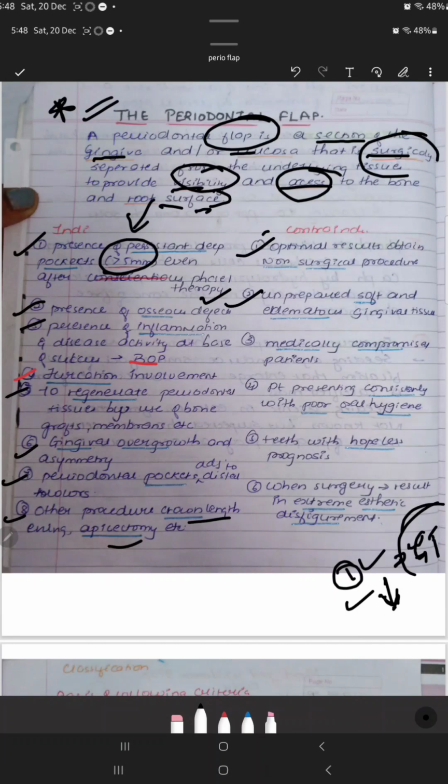If there are any unprepared soft and edematous gingival tissues, it is contraindicated, because in this condition we have to first reduce the edematous tissues. If we go to raise the flap, we will not get a proper flap with a proper base, so it is a contraindication.